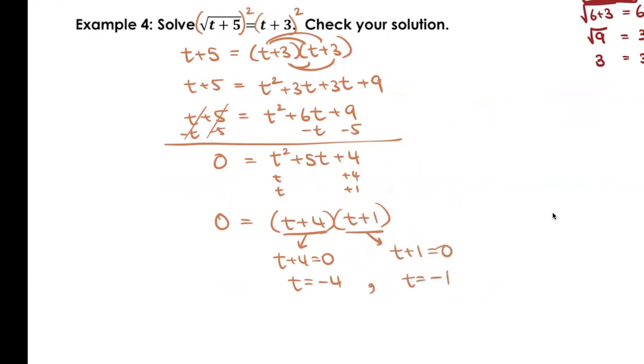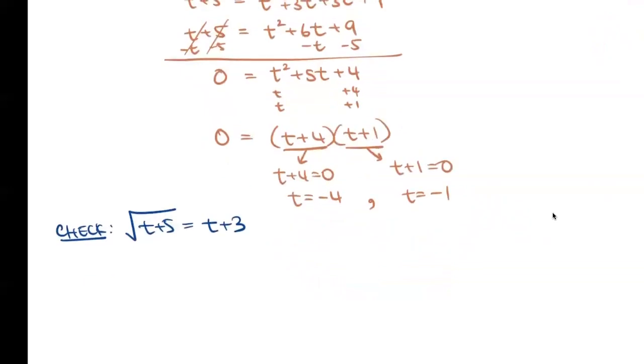All right, so my last step is just to check my solution. So let's check here. My original was √(t+5) = t + 3. Let's see how these guys check out. Okay, so when I plug in −4, let's see what happens. I get √(−4+5) = −4 + 3. I get √1, which is 1. And this gets me −1. So this is not true. I'm going to toss this one.